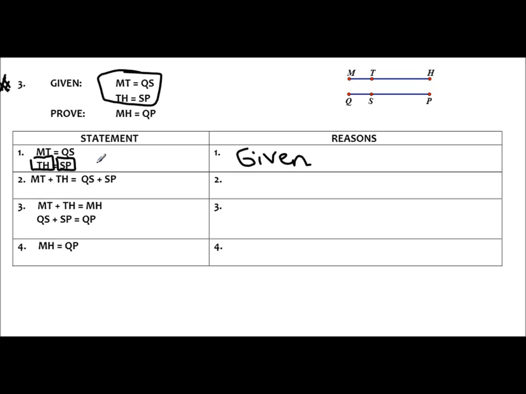And the addition property, so let's say that TH was 5 and SP was 5. The addition property says we can add the same thing to both sides of the equation. Even though TH doesn't look to be the same as SP, it is because we said up here that they were equal. So because we said they are the same thing, we are in fact adding the same thing to both sides of the equal sign.